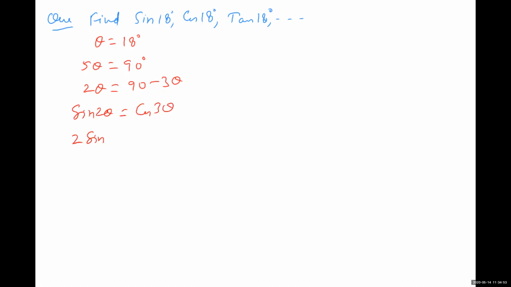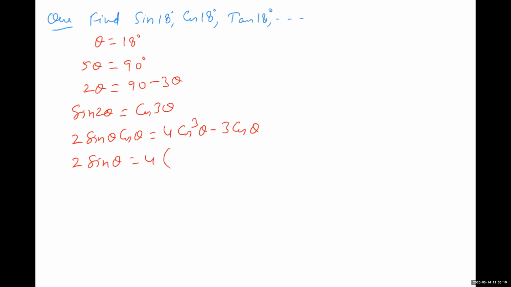2 sin theta cos 3 theta is 4 cos cube theta minus 3 cos theta. So cos theta is not equal to 0. Cos theta will cancel. So 2 sin theta is equal to 4 cos square theta minus 3.